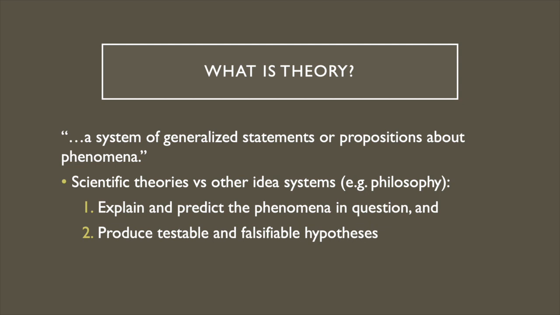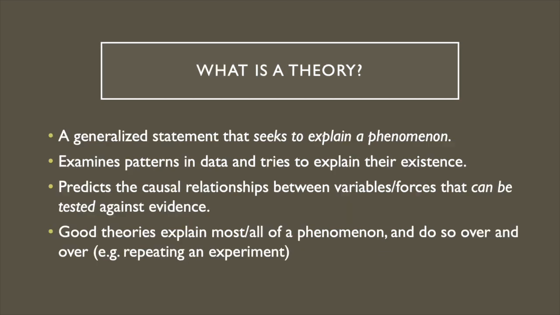So theory can be defined as a system of generalized statements or propositions about phenomena, and there are two important features that distinguish scientific theories from other idea systems such as religion or philosophy. Those differences are that theories explain and predict the phenomena in question, and theories also produce testable and thus falsifiable hypotheses.